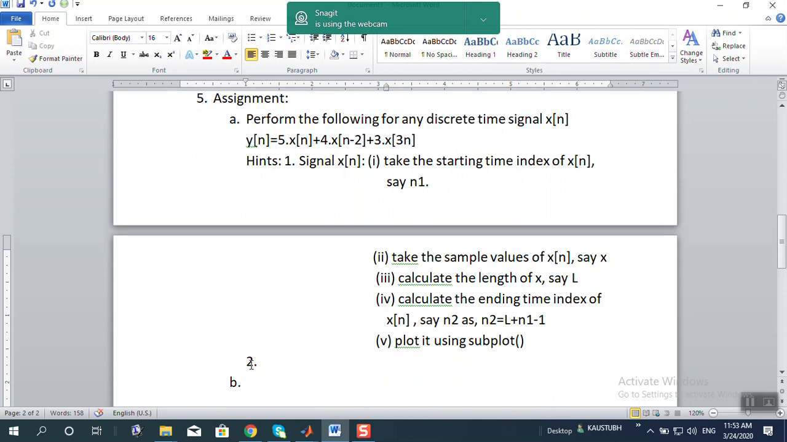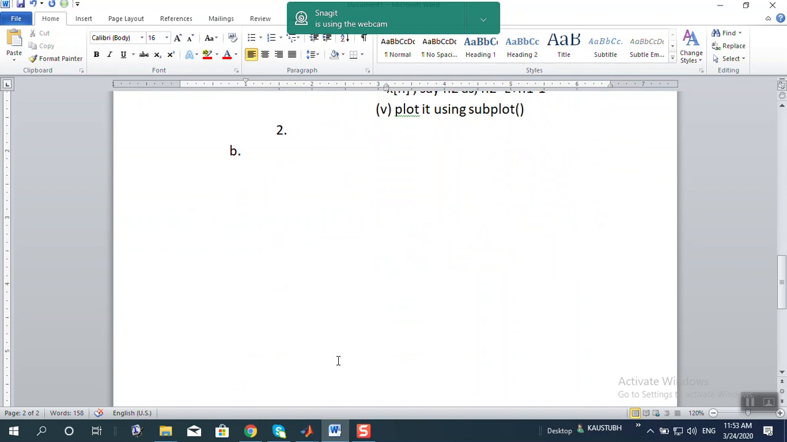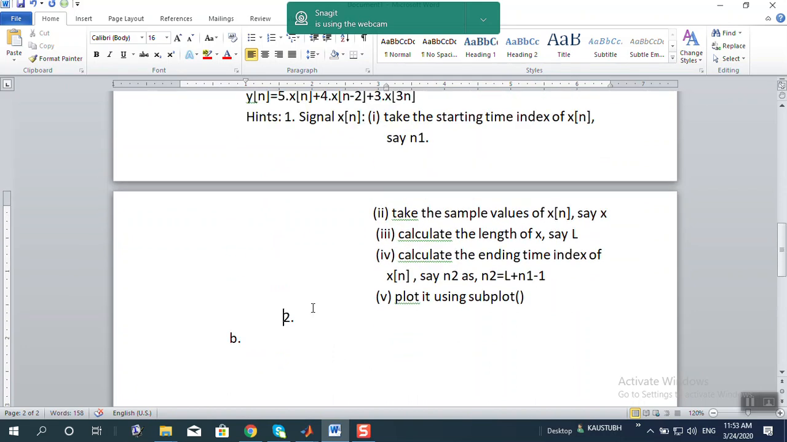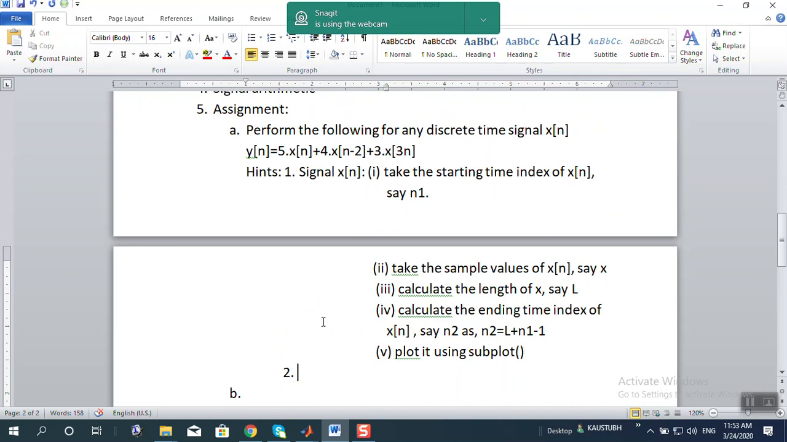Then number 2, what you need to do is perform 5 into x of n in a new variable, say x1. Since 5 is a constant, you can put it directly.